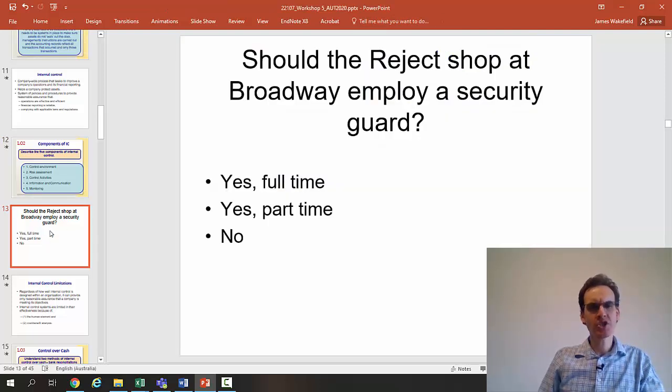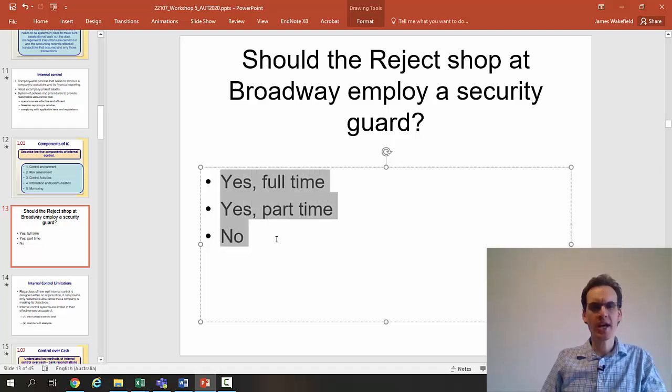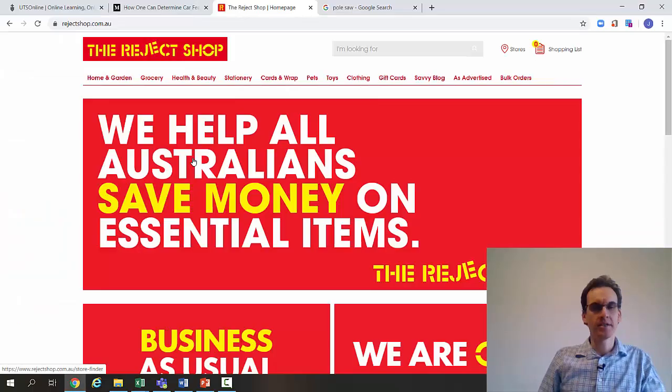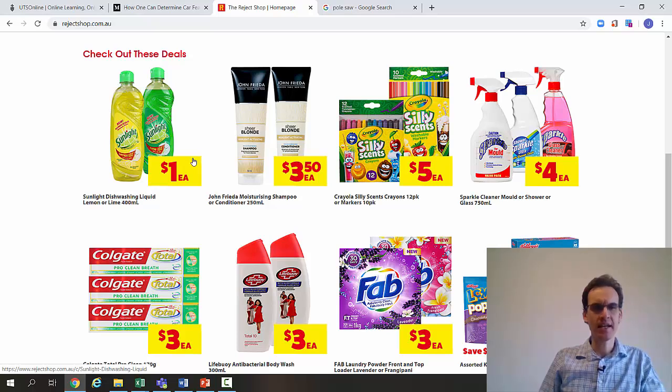So let me ask you a question here. Should the Reject Shop at Broadway Shopping Centre employ a security guard? I want you to indicate which answer you think is most appropriate right now. So if I bring up the Reject Shop's web page and we look at some of the items that they have for sale here. So they have dishwashing liquid for $1 each. They have crayons, 12-pack for $5 and so on. These are fairly low value items.